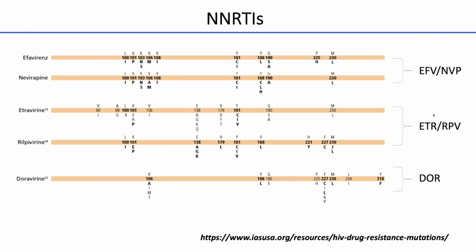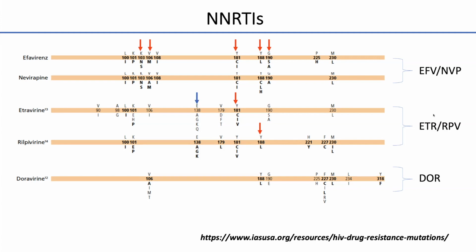Moving on to the NNRTIs, this slide shows that the NNRTIs, nevirapine and efavirenz, have similar resistance profiles. The most common drug resistance mutations associated with these NNRTIs are K103N, Y181C, Y188L, G190A&S, and in subtype C viruses, V106M. Etravirine and rilpivirine have resistance profiles that are similar to each other.